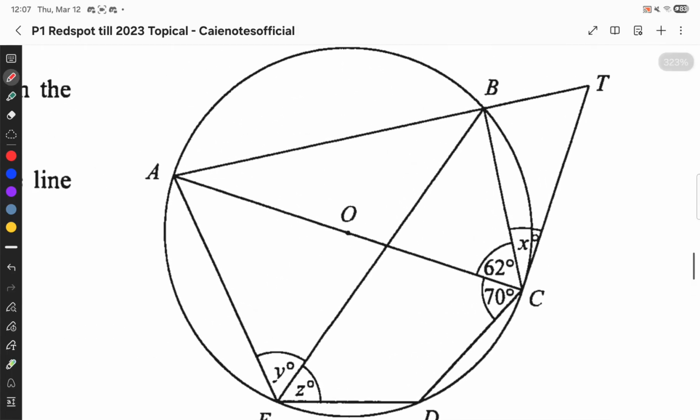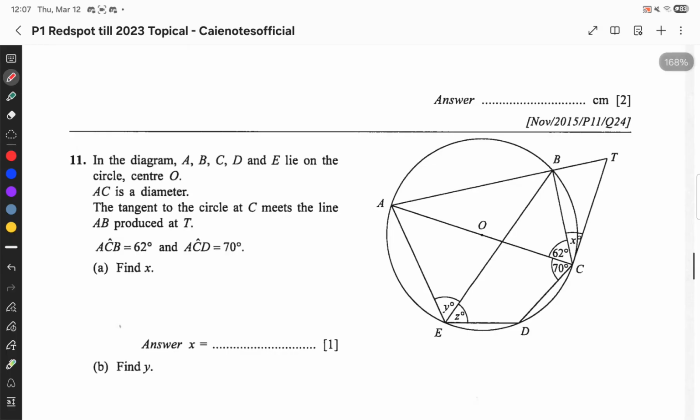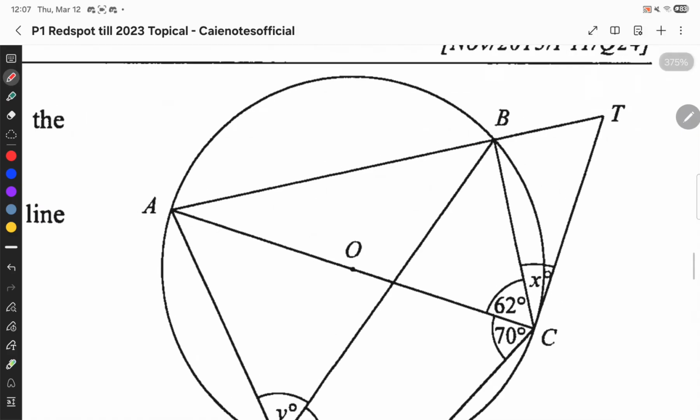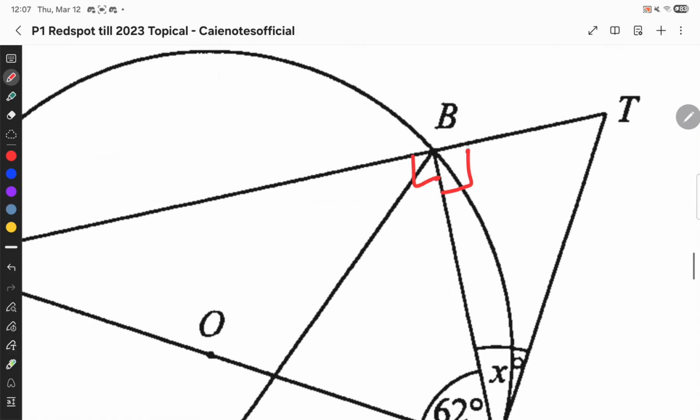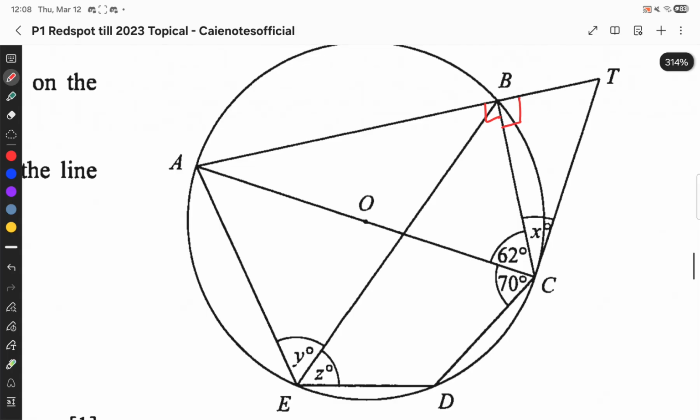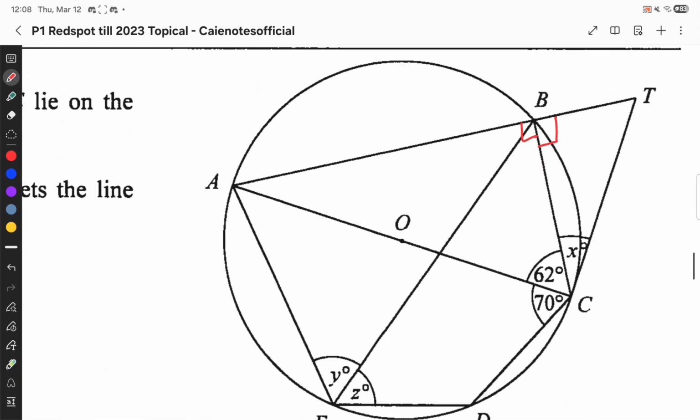Okay, find x. How is x made? Well, let's read the question first. AC is a diameter, meaning this surely is 90 degrees, and so is this, 90 degrees. Okay, we found one. Tangent AB is produced at T. Okay, it produces T. Find x. Okay, we are given some angles, 62, 70. This 62 will help us.